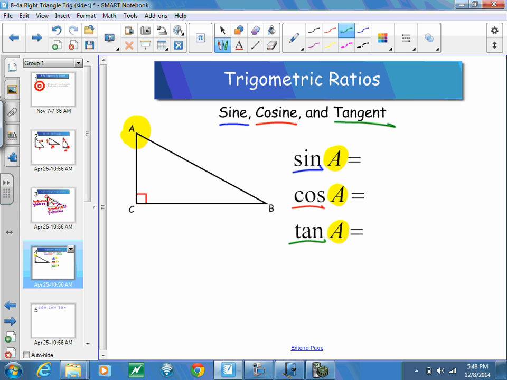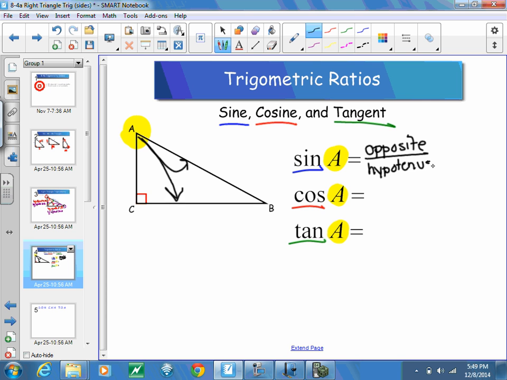Now these trig ratios hold true for any triangle that has a specific angle. That's what's going to happen, and we'll see that as we move forward. So talking about a ratio that occurs here, the sine of angle A, what we're going to be doing is taking the opposite side divided by the hypotenuse. So we're going to take the opposite and divide it by the hypotenuse.